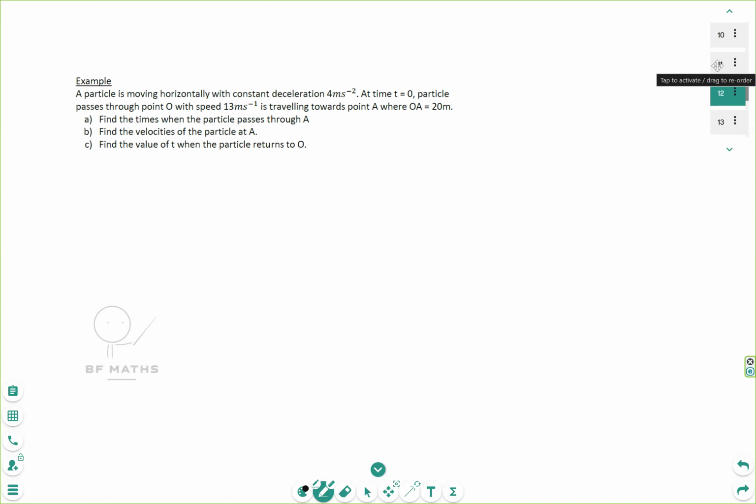Example: a particle is moving horizontally with constant deceleration. I talked about this last lesson: deceleration means negative a. At time t = 0, remember this means initially, the particle passes through O with speed 30 meters per second, traveling towards a point A where OA is 20. Find the times. It's not an English test, but you're acting like a detective. When it says 'what times', it means that you're expecting more than one answer.